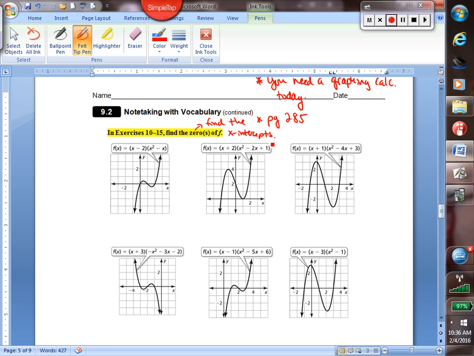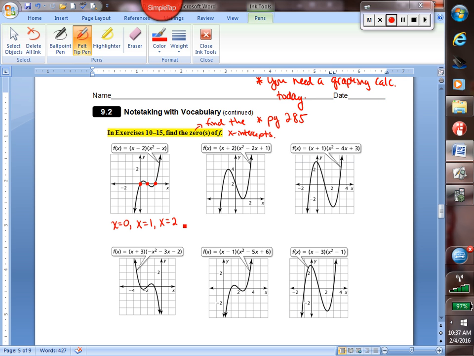So again, these are graphs of cubic functions where our highest exponent would be a 3. And we're doing the same thing we did last class with our quadratics, we're just finding the x-intercepts. That's all we're doing. So for this first graph, it crosses the x-axis here at 0. It crosses again where x equals 1. And it crosses again where x equals 2. So if you're asked to find the zeros, you're just being asked to find the x-intercepts.